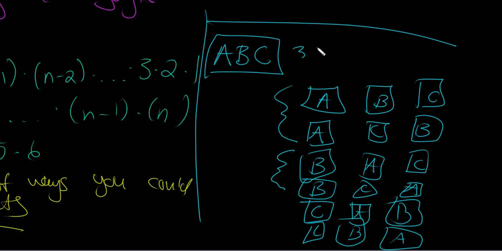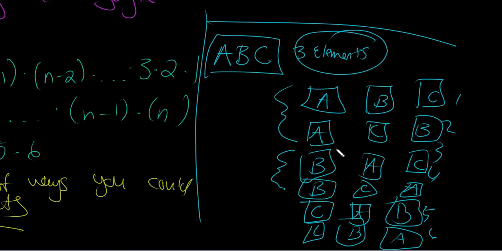So I had 3 elements. And how many ways could I arrange them? Well, 1, 2, 3, 4, 5, 6. And it is no coincidence that 3 factorial is equal to 3 times 2 times 1, which is 6. Okay. Let me clear this. I will eventually get back to the Google problem.